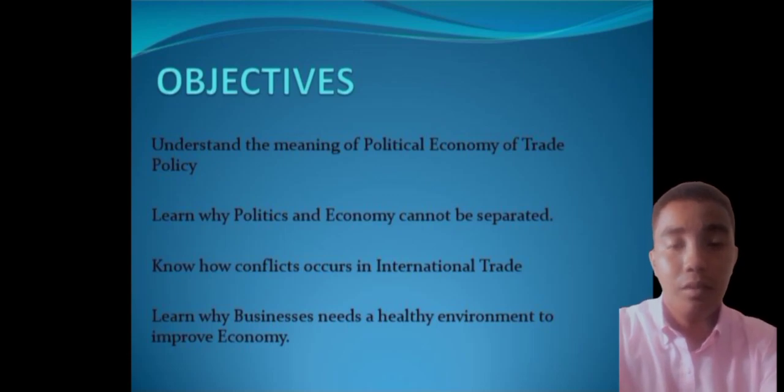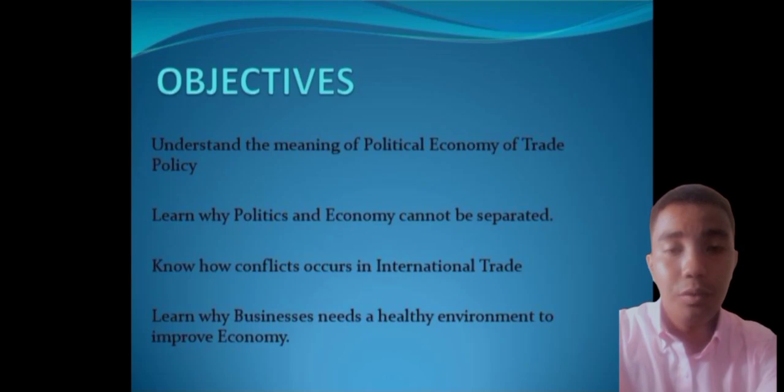Learning objectives. Understand the meaning of political economy of trade policy. Learn why politics and economy cannot be separated. Know how conflicts occur in international trade, and learn why businesses need a healthy environment to improve the economy.